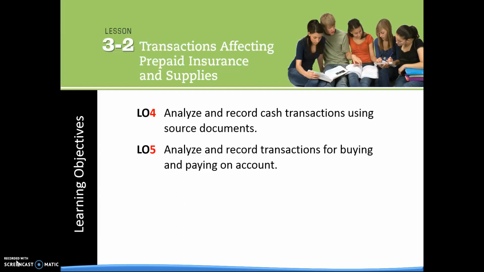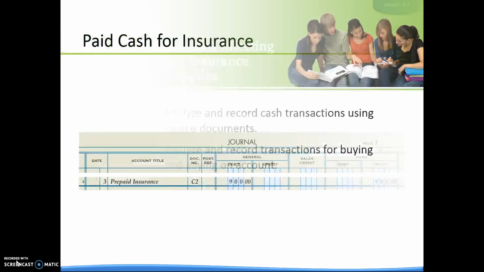So our two learning objectives are to analyze and record cash transactions using source documents, and then also analyze and record transactions for when we buy and pay on account.